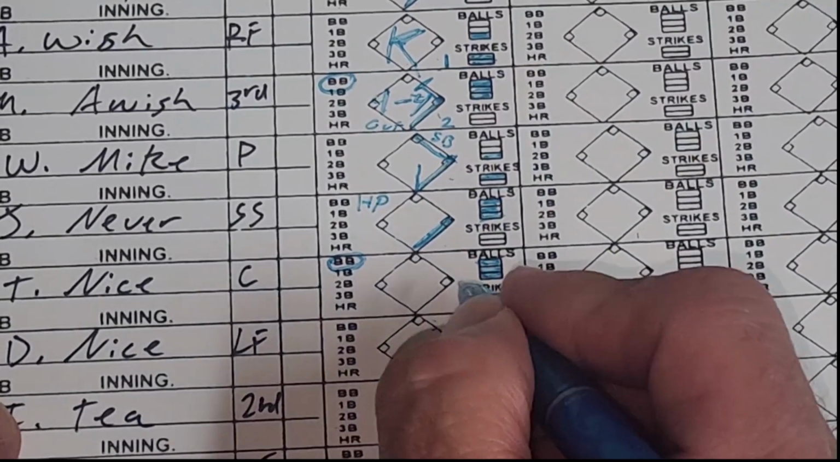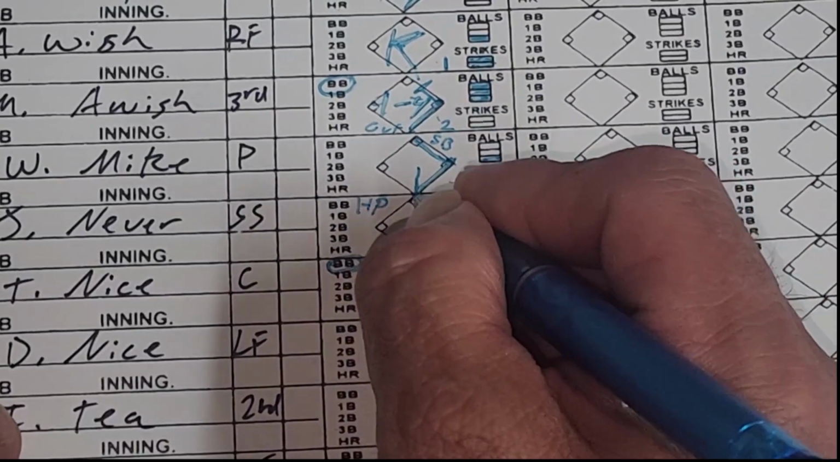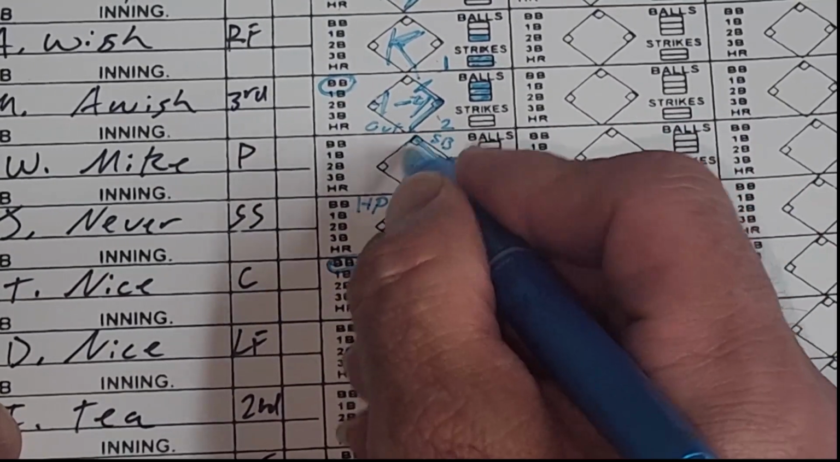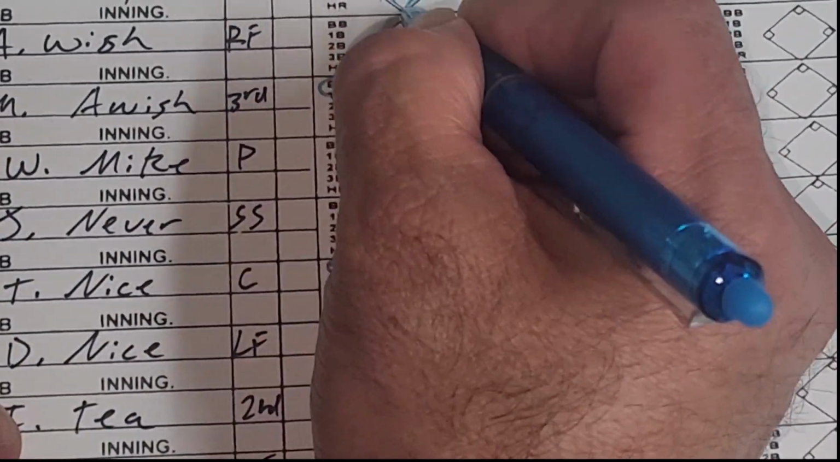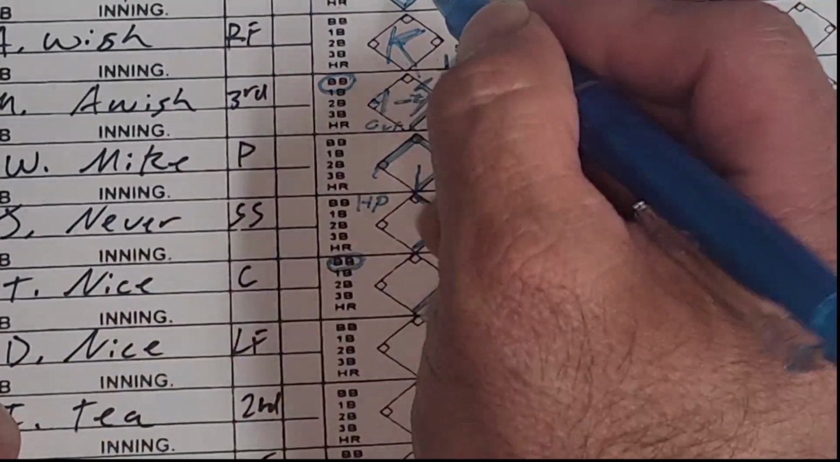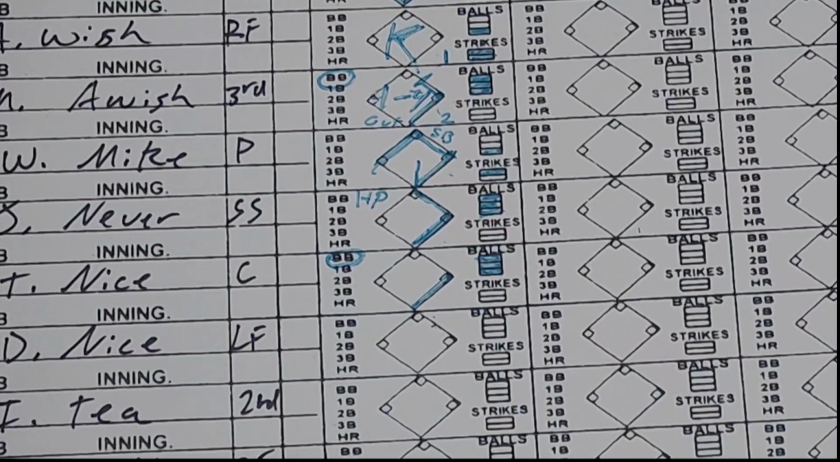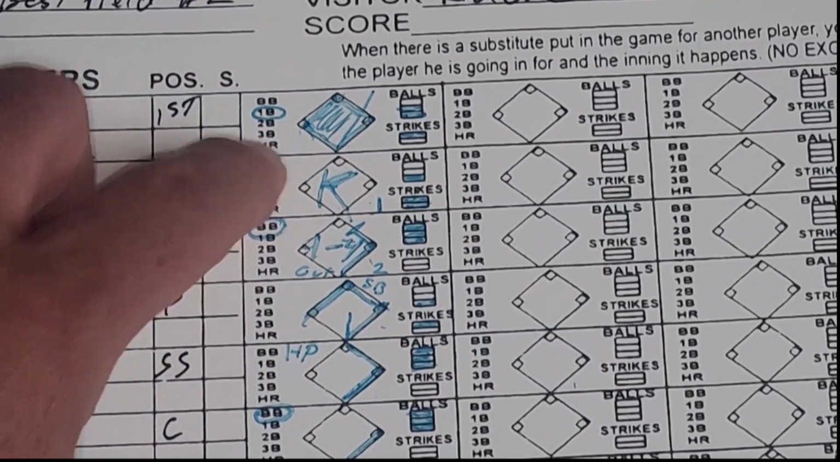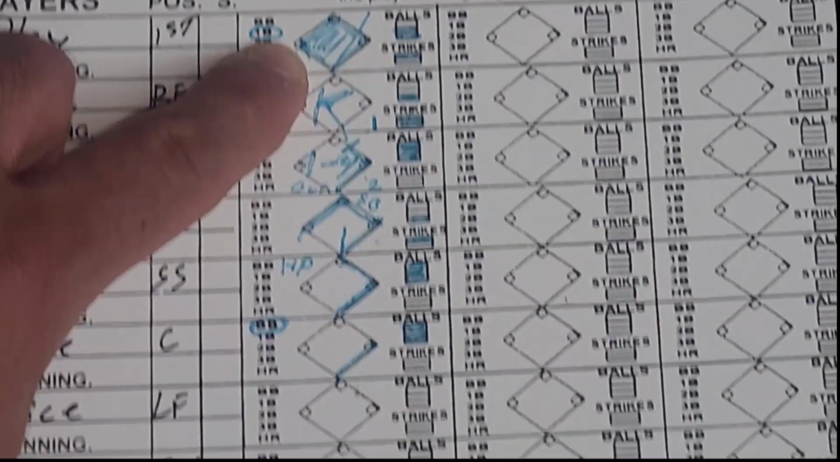Got to walk. So this runner, of course, goes in. This runner moves over. This runner moves down to third. This runner went in. So that's a score. You can kind of fill this in a little bit, so that we can see that that one scored.